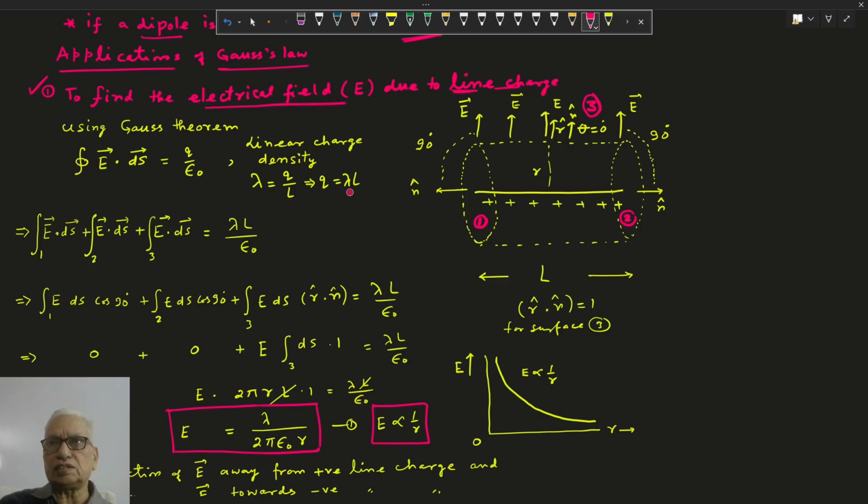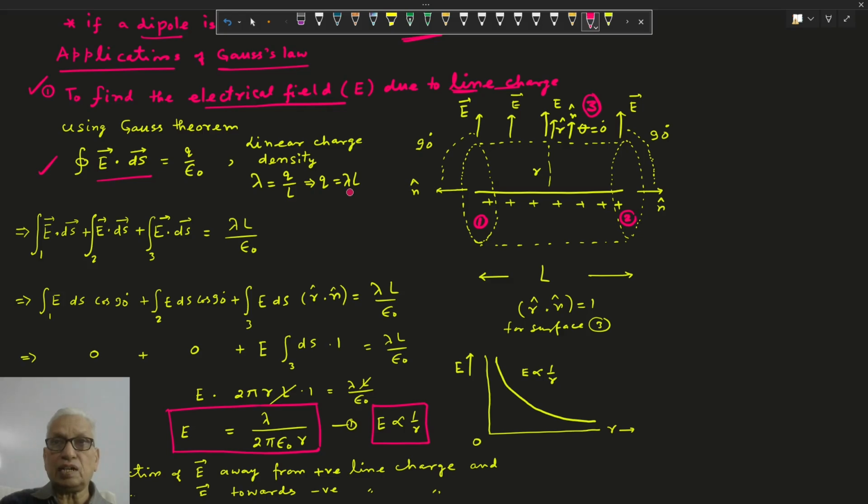This is the line charge here. If positive charge is there, the electrical field is away from this line charge. If it is negative, then the electrical field direction is towards this negative line charge. Again, we are writing the Gauss theorem: the integration for the closed path E dot ds is equal to q upon epsilon naught.